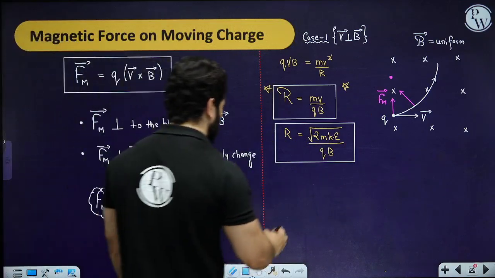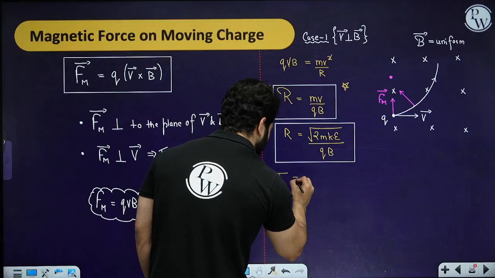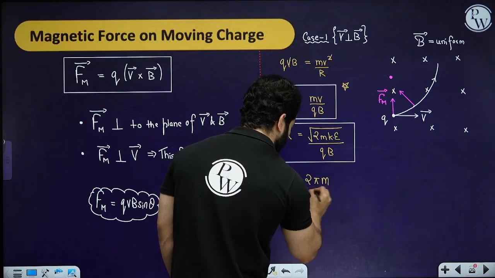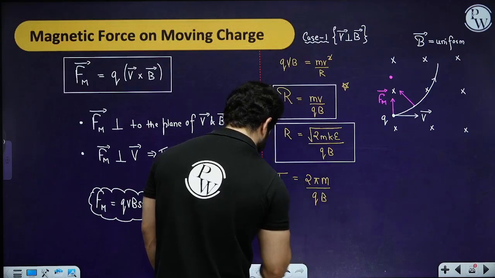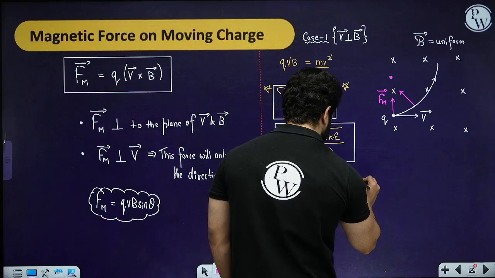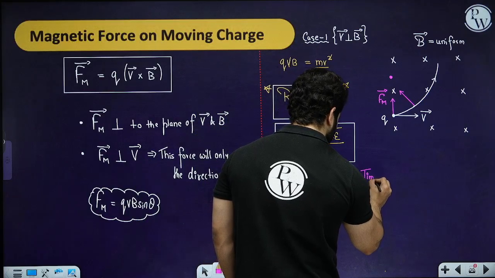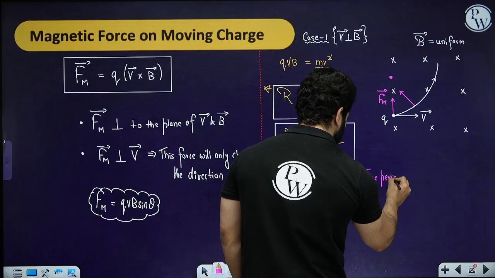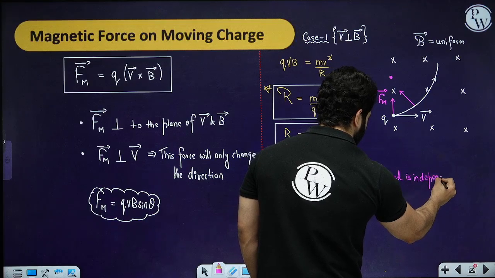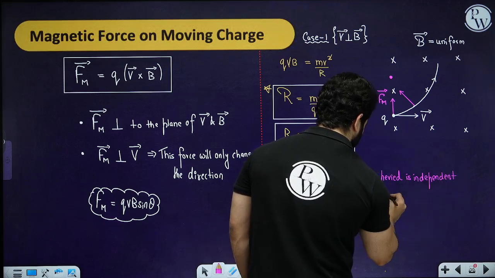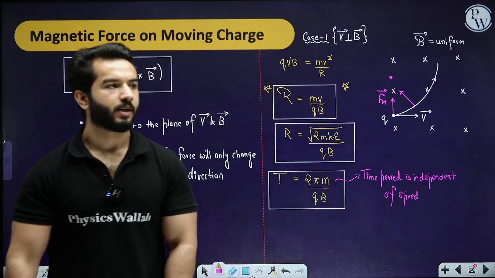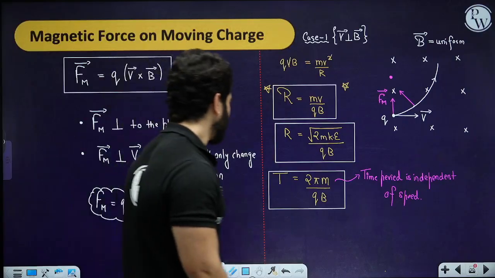Now we can talk about all of the other things, for example time period. Time period will be 2 pi r by v. So 2 pi r means 2 pi m divided by qB. Velocity is cancelled. What you need to remember in this particular point is that time period is independent of speed. Alright, time period is independent of speed.